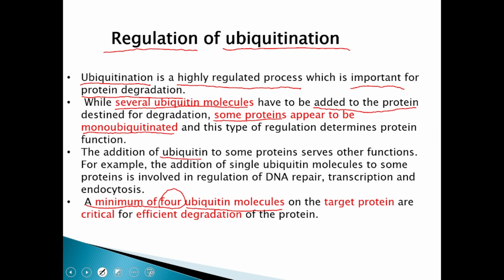For example, one ubiquitin attached to some proteins can serve other functions, like they might be able to regulate DNA repair by just adding one ubiquitin to such proteins. They are able to regulate transcription, and they might be able to regulate endocytosis, anything that is coming inside the cell. So what I am trying to convey here is that adding one ubiquitin to a certain protein does not take it for degradation, but it can advance its function to do something else as well. And for any protein to undergo degradation, a minimum of 4 or more ubiquitins are needed. Got it, everybody?